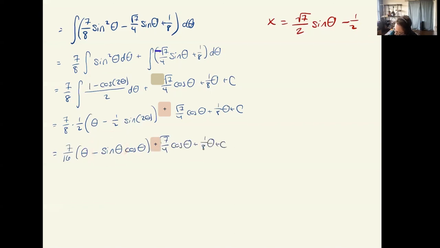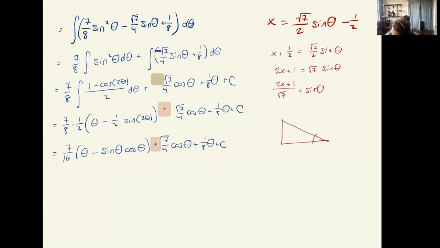Sine theta I can find by just solving. x plus a half is root 7 over 2 sine theta. Multiply through by 2: 2x plus 1 is root 7 sine theta. Divide through by root 7. 2x plus 1 over root 7 is sine theta. So this is good.